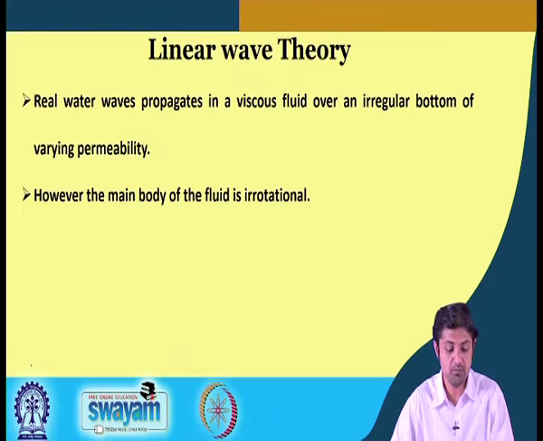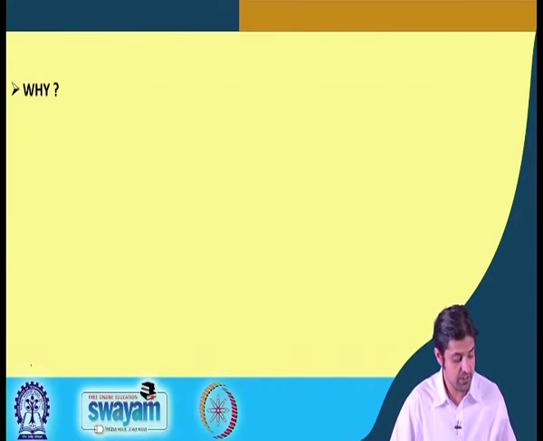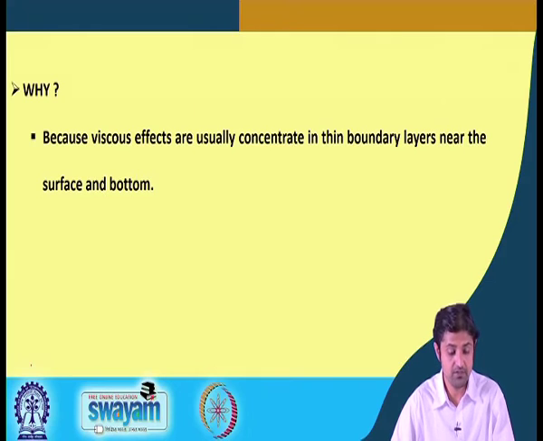However, we assume that the main body of the fluid is irrotational, because the viscous effects, what we have learned in our laminar and turbulent and viscous fluid flow classes, are limited near the bottom. So above that bottom part, the main body of the fluid is irrotational, right? And what is the reason? Because, as I said, viscous effects usually concentrate in thin boundary layers near the surface and also the bottom, because the boundary layer will also be there at the surface.